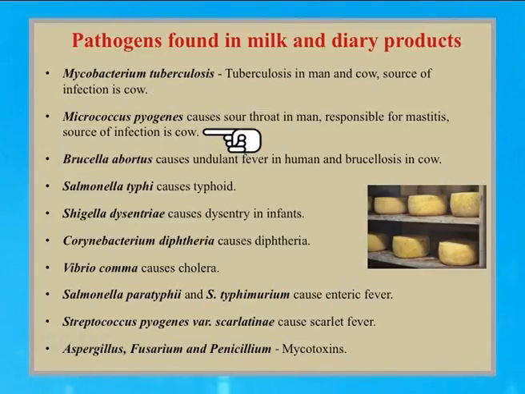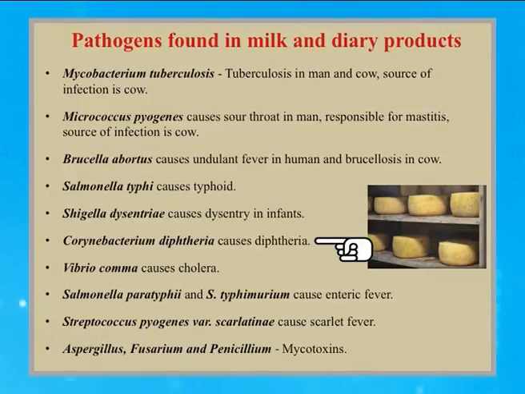Micrococcus pyogenes is a microorganism which can cause sore throat in man. This is again coming from the cow. Brucella abortus causes undulant fever in humans and brucellosis in cows. Salmonella typhi is the causal organism of typhoid. Shigella dysenteriae causes dysentery in infants.